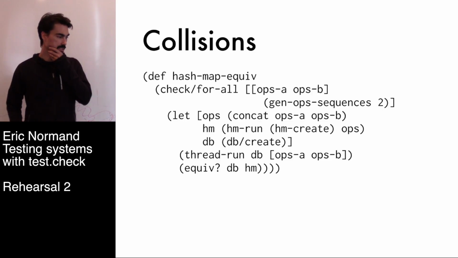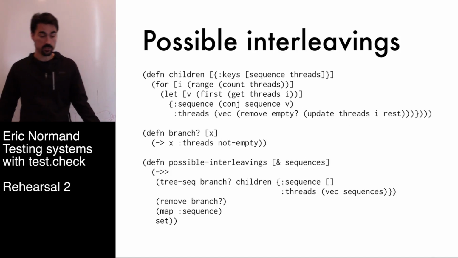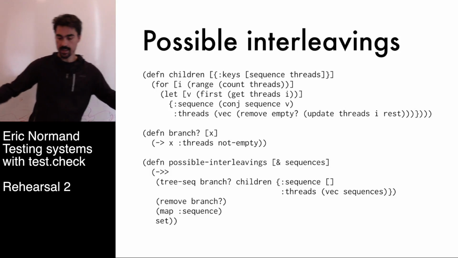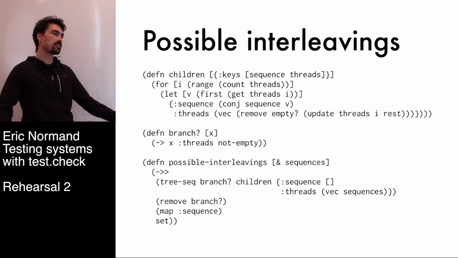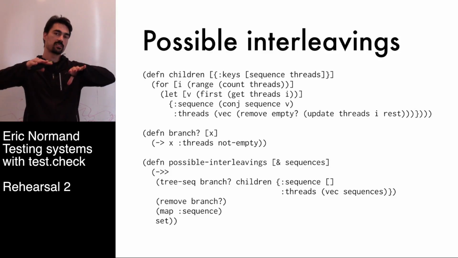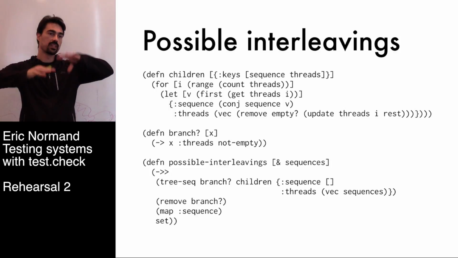All right, so now we have collisions, and so we're just going to do a destructuring to get those two out. It's the only difference here. All right, so here's the trouble: we just concatenated A and B and ran it through a hash map. But we don't know how those operations actually interleaved when they were run on the different threads.